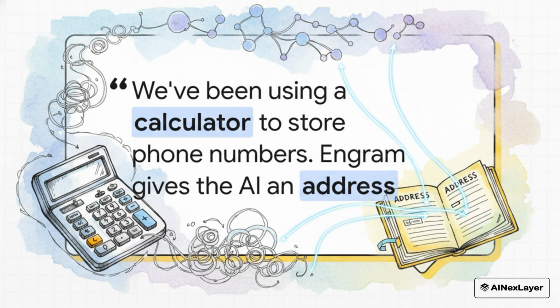At the end of the day, the core idea here is incredibly simple, but also really profound. For years, we've basically been using a super powerful calculator to store phone numbers. Sure, it works, but it's a ridiculous waste of resources. Engram finally gives the AI an address book. It provides the right tool for the job, giving it a natural, efficient way to manage memory. And based on the results we're seeing, it looks like this might just be the component that these models have been missing all along.